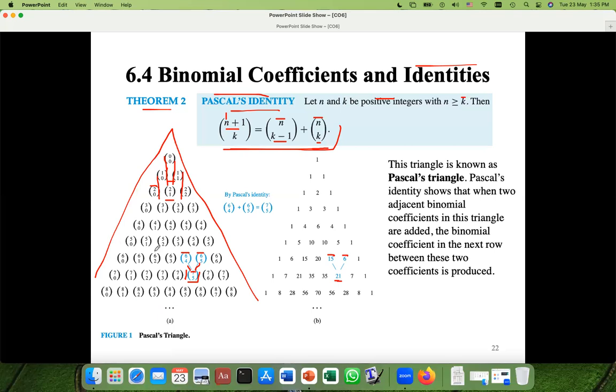So in this triangle, for example, when you add these two things, you will get this next thing. Whenever you add these two things, this is the answer. This is the property of this triangle. Whenever you add these two things, you will have 4, 3 as an answer. When you add this 7, 0 and 7, 1, you will have the answer 8, 1. This is the property existing in this triangle.